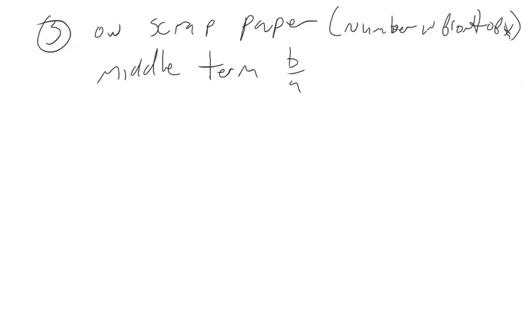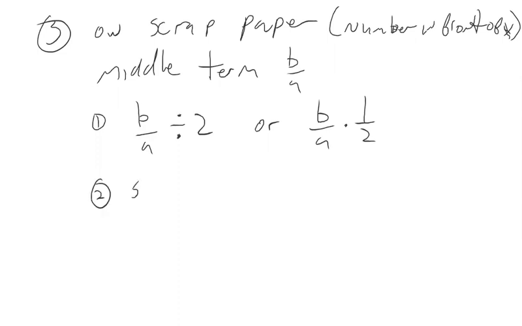So on my scrap paper, step 1 is I take b over a, and I divide it by 2. Or if you prefer, multiply by 1/2. If I'm dealing with a fraction, I multiply by 1/2. If my b over a is actually an integer, then I just divide it by 2. They're both basically the same thing. It's just whichever math you prefer. And then step 2, square your answer.